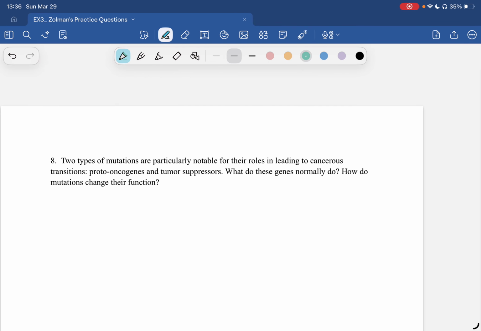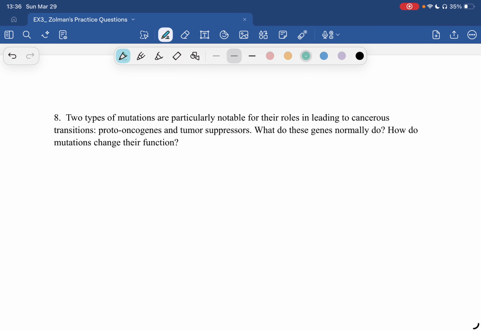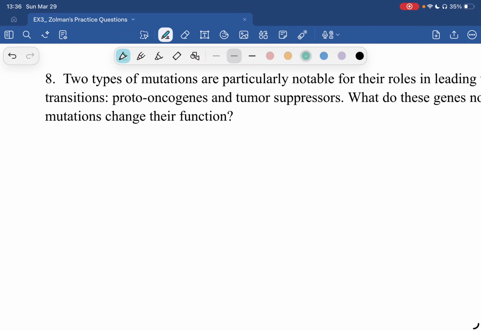Okay, then the next question. Two types of mutations are particularly notable for their roles in leading to cancerous transitions, proto-oncogenes and tumor suppressors. What do these genes normally do? How do mutations change their functions? So remember the difference: you have proto-oncogenes. Proto-onco is actually the regular name. It is the non-cancerous version.